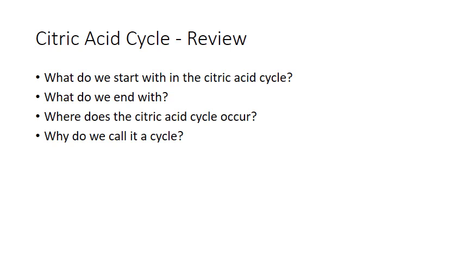So what do we start with in the citric acid cycle? Acetyl-CoA. Great, good job. And what do we end with? 4 CO2s and what else? 2 FADH2, then NADH, FADH2, and ATP is what we end with. And so where does this cycle occur? In the mitochondrial matrix.